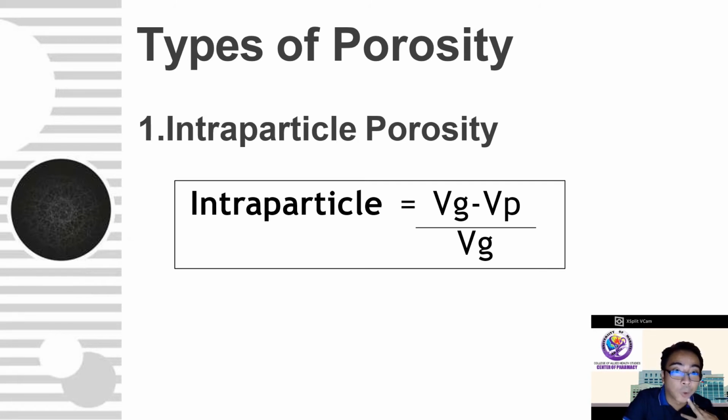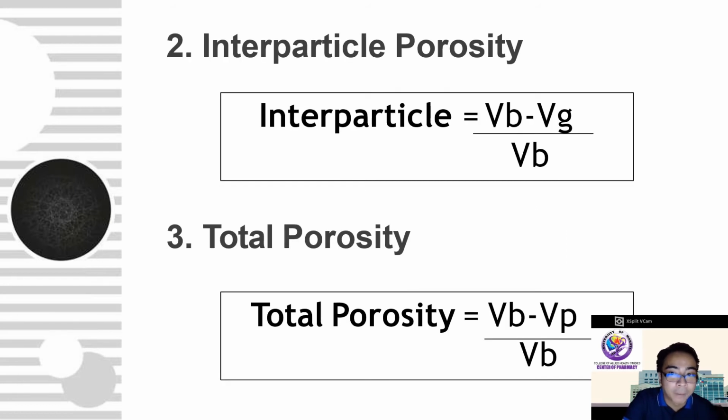Okay. So to compute class for intraparticle porosity, this is the formula. Right? So that's just simply granular volume minus your true volume, divided by the granular volume. For interparticle naman, bulk minus your granular volume divided by the bulk volume. Total porosity is simply bulk minus your true volume divided by the bulk volume. Right? So napakadali lang class. I don't think I need to explain how to use this formula. Right? It's very basic.